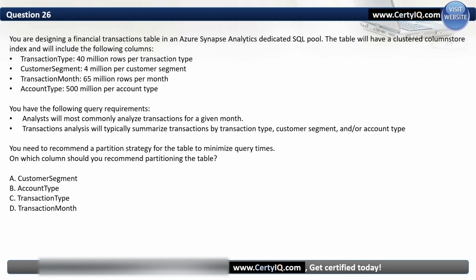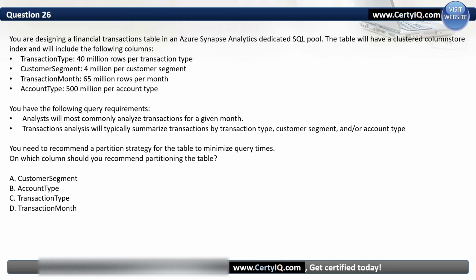Question 26. You are designing a financial transactions table in an Azure Synapse Analytics dedicated SQL pool. The table will have a clustered columnstore index and will include the following columns: transaction type, 40 million rows per transaction type; customer segment, 4 million per customer segment; transaction month, 65 million rows per month; account type, 500 million per account type. You have the following query requirements.